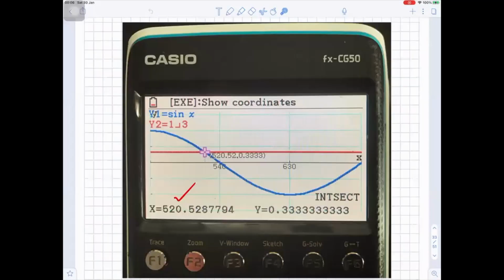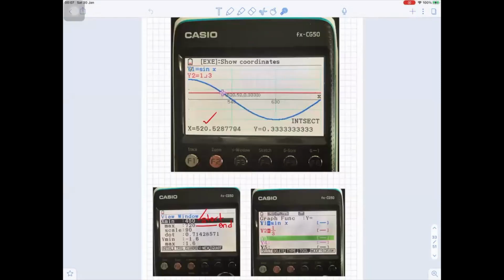Another way you can do it, you can plot the graph of y equals sine x, and you put from 450 to 720, and you find out where it crosses. And that would be at 520.5. So that's what you will plot. You will start at 450 and you will end at 720. And you plot y equals sine x and y equals 1 over 3.